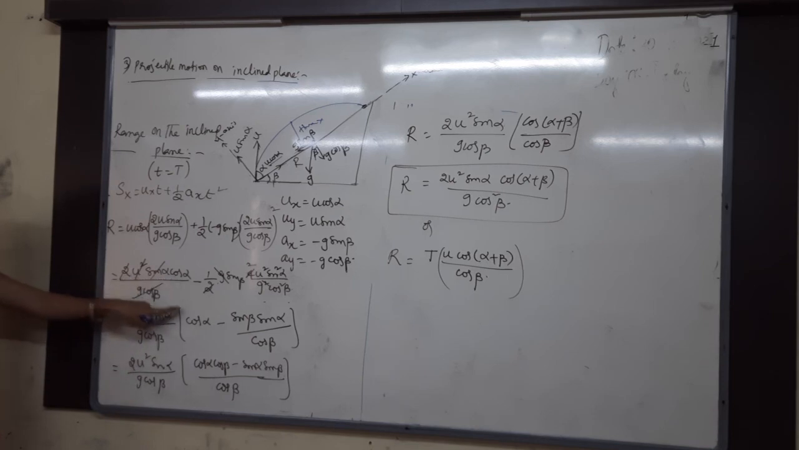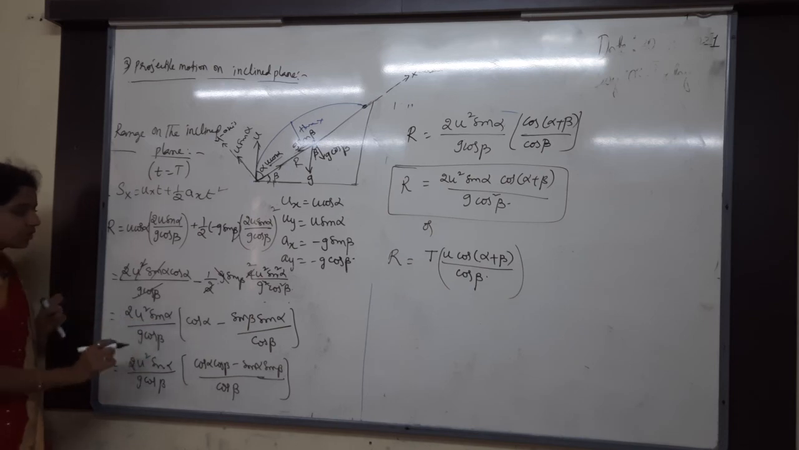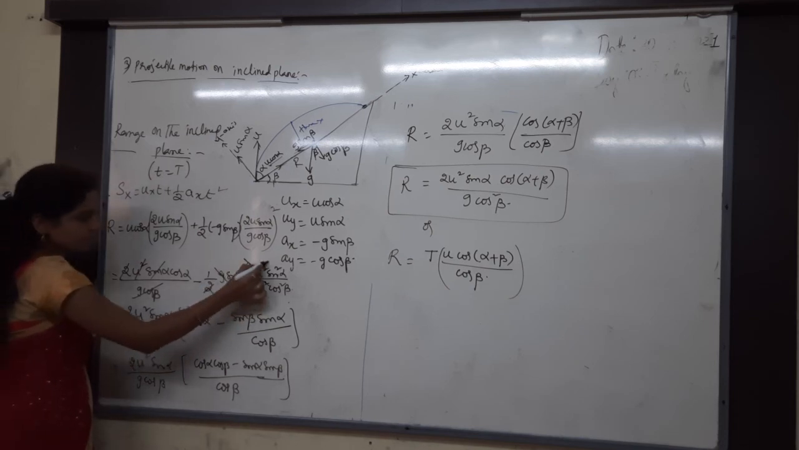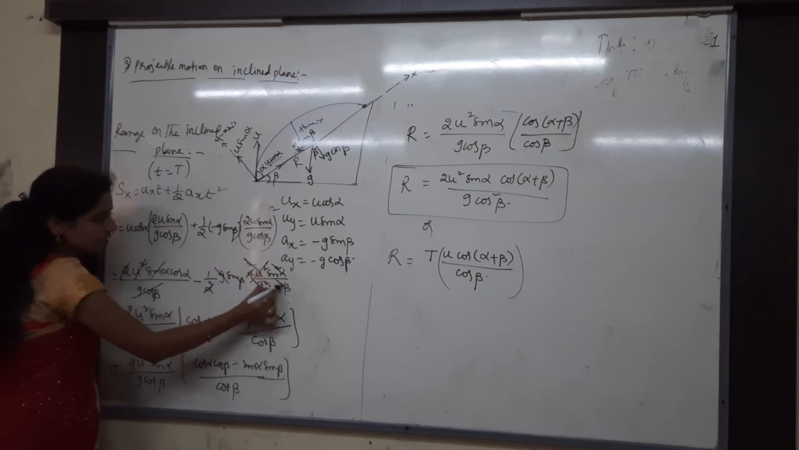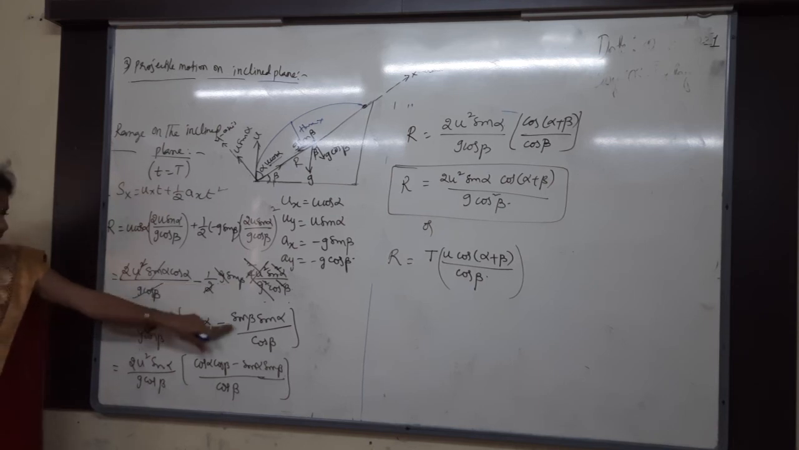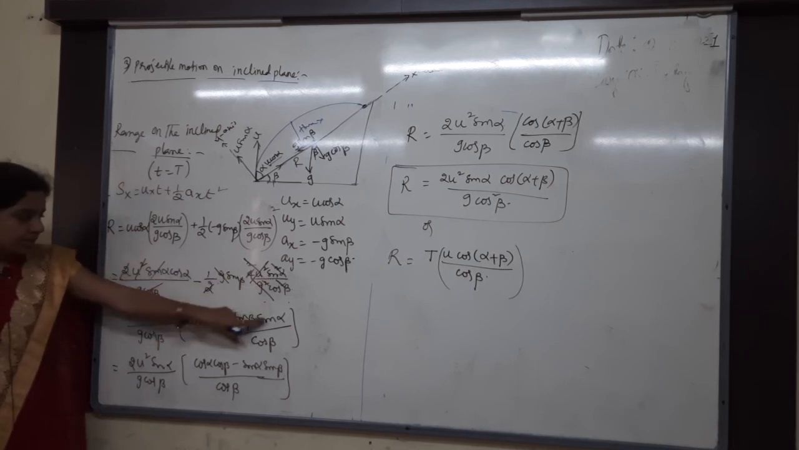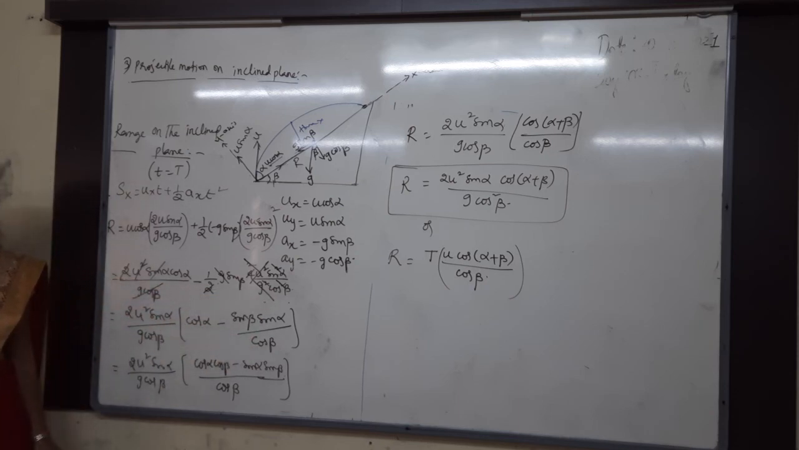Everything is finished. What is remaining? Only cos alpha is remaining. Minus again 2u square sin alpha by g cos beta. 2 finished, u square finished, sin alpha finished, divided by g finished, cos beta finished. Clear? Then what is remaining here? Sin beta is remaining, another sin alpha is remaining, another cos beta is remaining. Now it is clear, everybody?